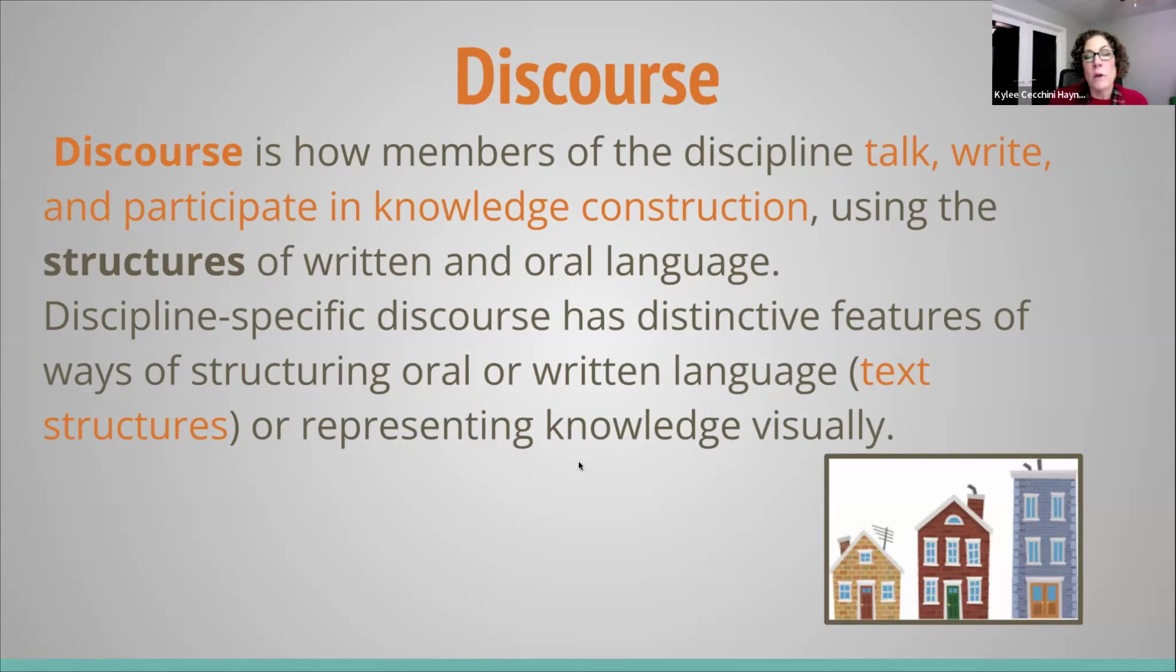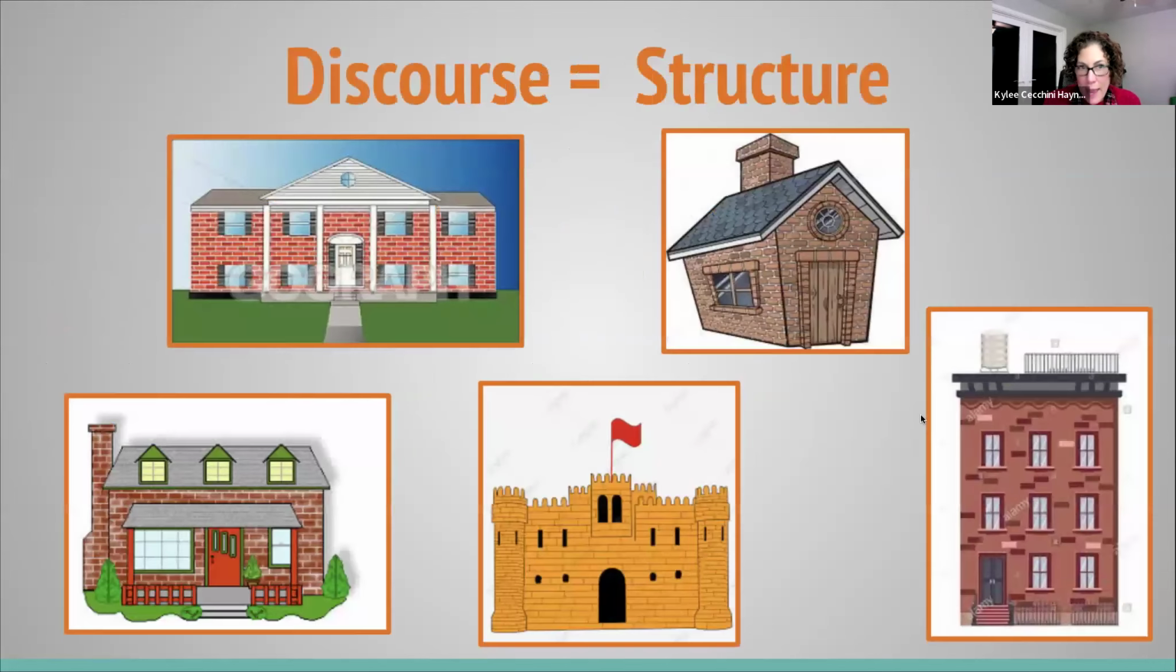Or we are representing knowledge visually. A two-column proof, for those of you in math, is a discourse. And remember I mentioned the bricks, which are the words. The syntax is the pattern in which we're laying the bricks. And the discourse is what we're making with the bricks, the structure. I've got a lot of brick structures here that all look very different, but they're all made of bricks in different patterns.